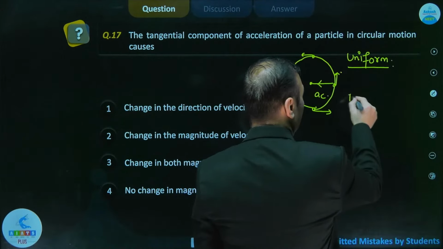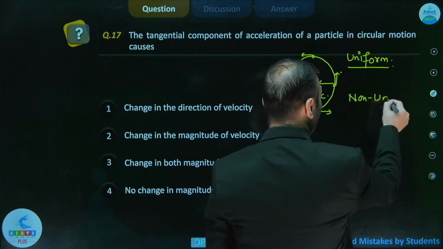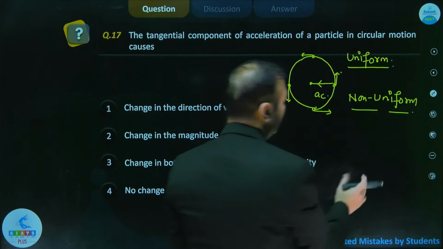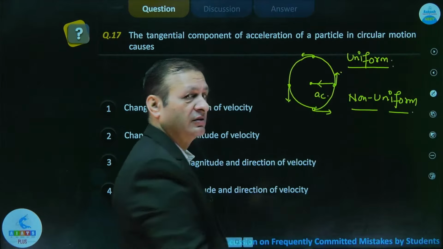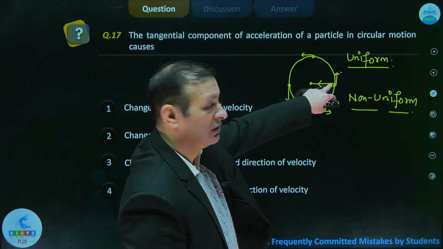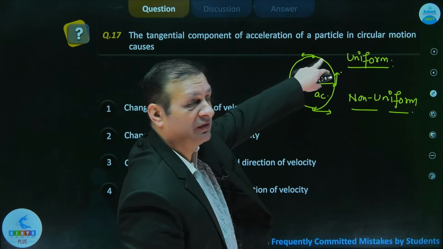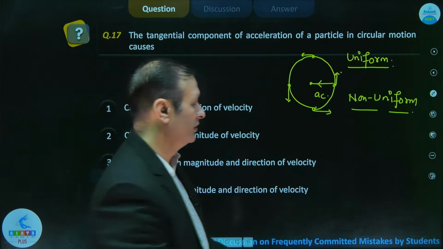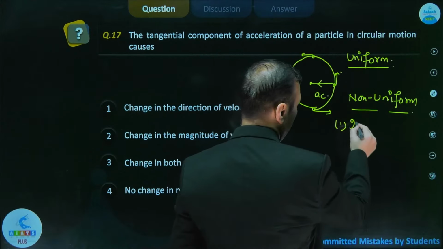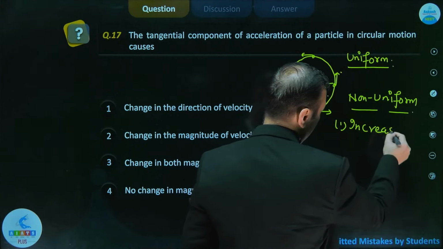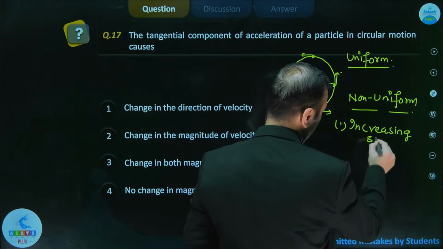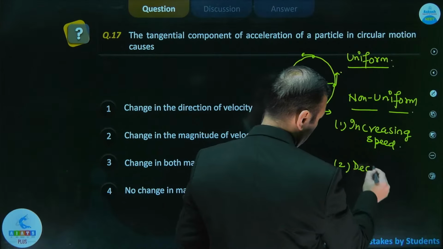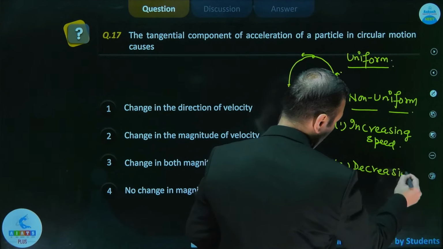But in case of non-uniform circular motion, its speed is also varying. It means the body will have one speed at this point, and the body may have increasing speed or decreasing speed. Both the situations are possible. So in non-uniform, you may have increasing speed and you may have decreasing speed. Both the options are there.